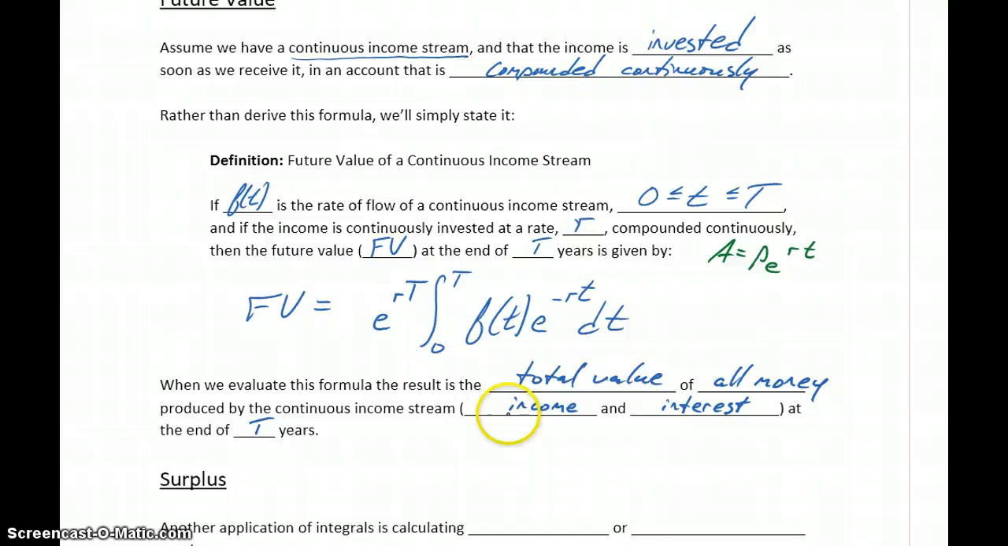So when we talked about continuous income stream, we were just looking at the income. Now we have income plus interest. So what we're calculating is future value. At the end of T years, if we bring in however much money plus the interest that we'll earn from investing it, how much money will we have at the end of whatever time period we're considering.